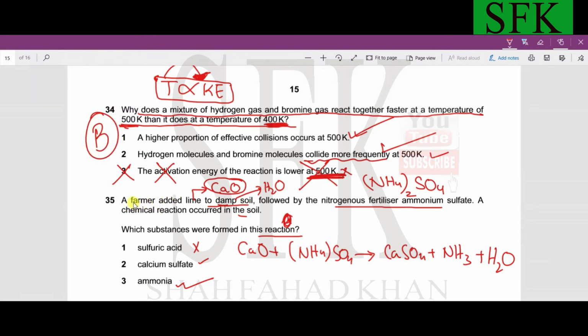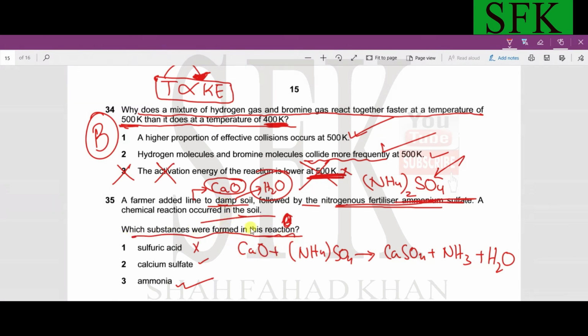MCQ number 35 says that the farmer added lime. Lime is calcium oxide, added to damp soil. Damp soil means having water in it, together with the nitrogenous fertilizer ammonium sulfate. Ammonium sulfate is the formula. A chemical reaction occurred in the soil. Which substances were formed in this reaction?